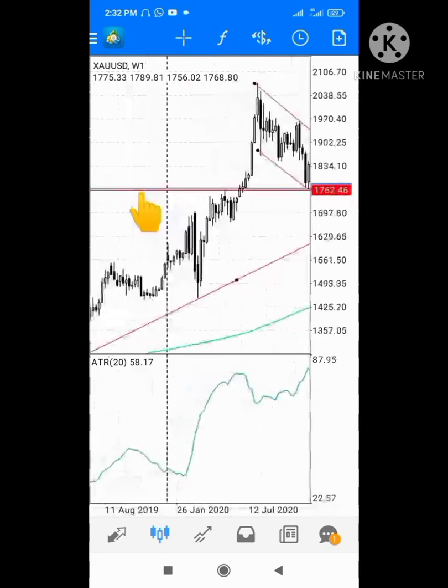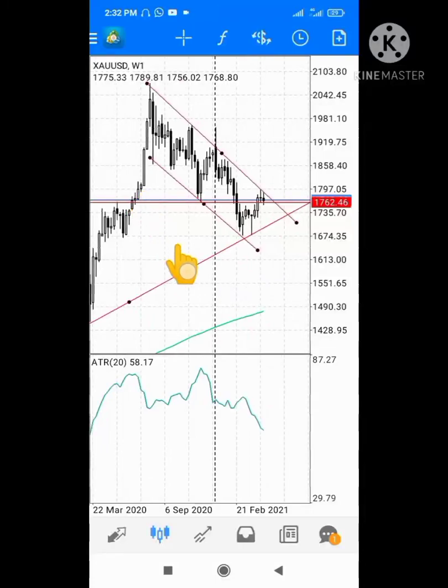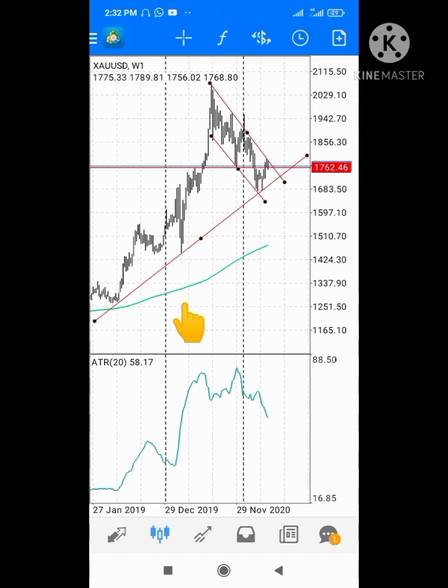So what you're expecting from here is that market is likely to break out of this line and continue. Because of that, the only thing we are looking for is to buy. Are you getting the point? Because the general direction of this market is up.